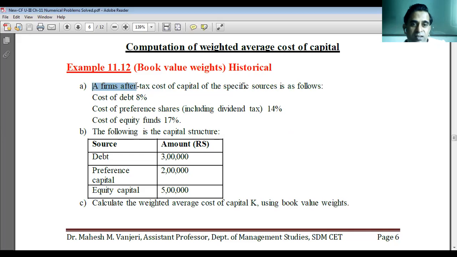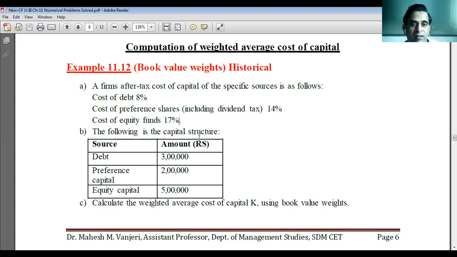Okay, so a firm's after-tax cost of capital of the specific sources is as follows. Cost of debt is 8%. Cost of preference shares, including dividend tax, is 14%. Cost of equity funds is 17%. So the information is directly given.